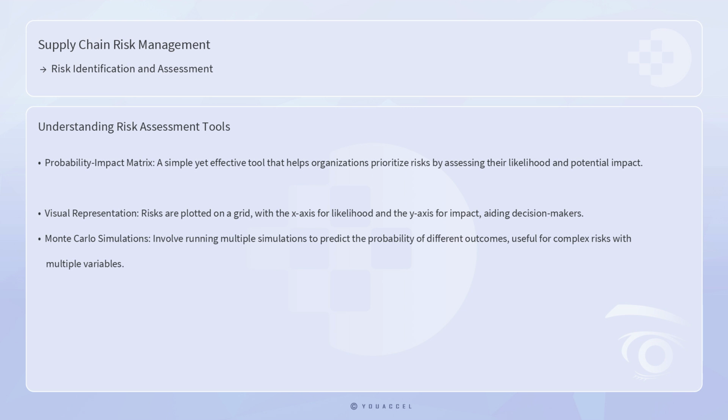A probability impact matrix is a simple yet effective tool that helps organizations prioritize risks by assessing their likelihood and potential impact. Risks are plotted on a grid, with the x-axis representing the likelihood of occurrence and the y-axis representing the potential impact. This visual representation assists decision-makers in identifying which risks require immediate attention and which can be monitored over time. Monte Carlo simulations, on the other hand, involve running multiple simulations to predict the probability of different outcomes. This method is particularly useful for assessing complex risks with multiple variables and uncertain outcomes.